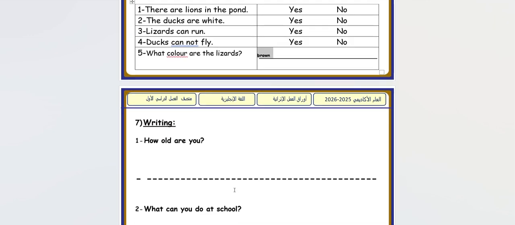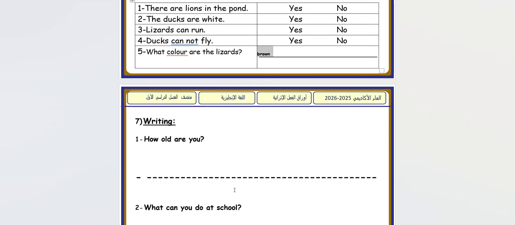Okay, we move to the next question. Writing. How old are you? This question is for every student. If someone is asking you, how old are you? For example, I am 6 years or 7 years. If you are 6 years old, you can write 6. Or if you are 7 years old, you can write 7.